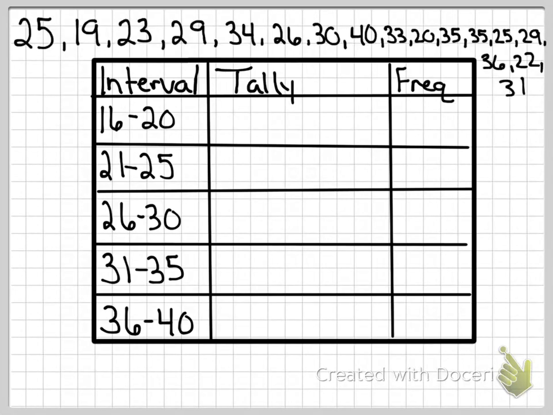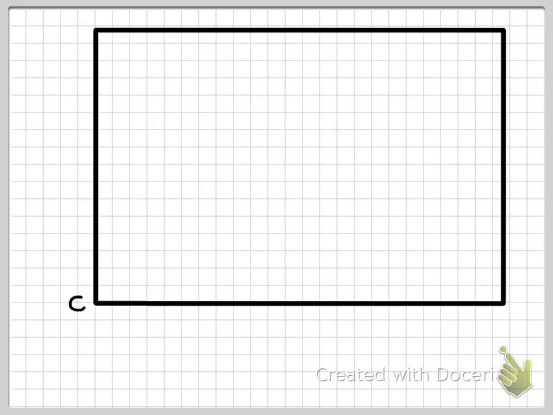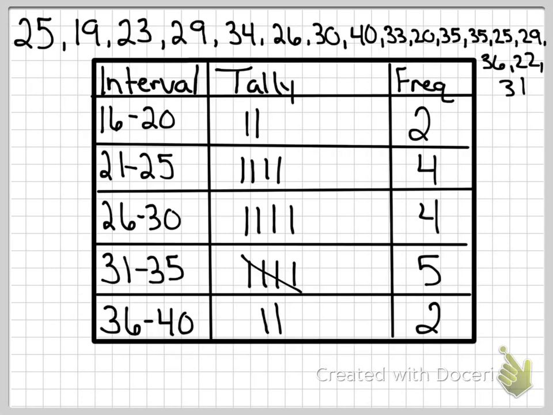All right, what's the frequency for the interval of 16 to 20? 2. What's the frequency for 21 to 25? 4. What about 26 to 30? 4. What about 31 to 35? 5. And 36 to 40? 2. All right, so now that I have my frequencies, I can go now and do my histogram.